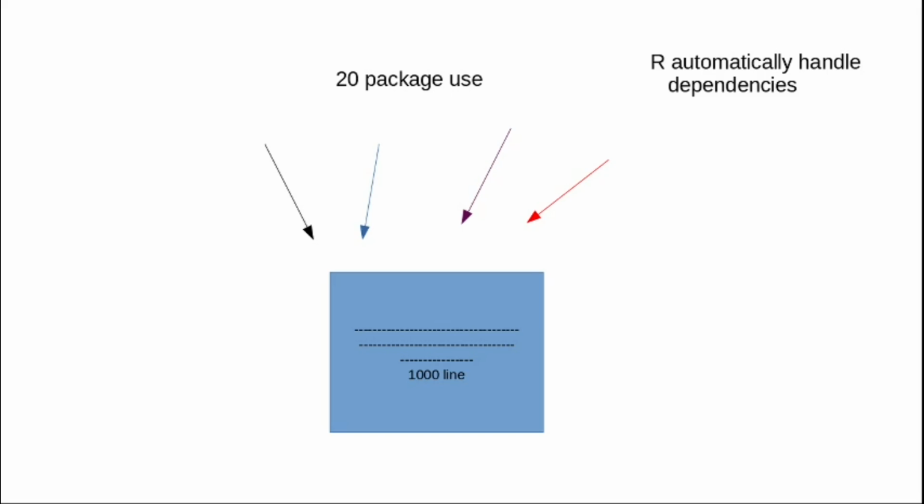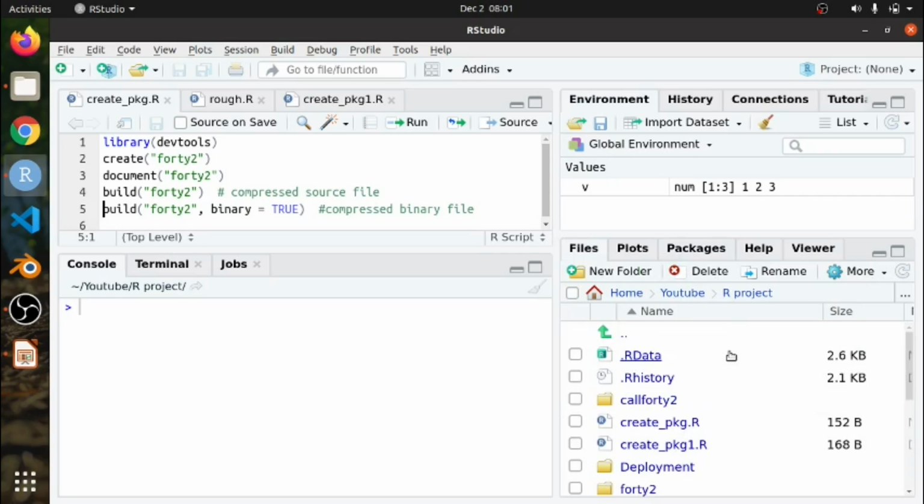Let's suppose that you make a package or any application which uses functions of 20 packages. You don't need to worry about all these things, because R automatically handles it. This is RStudio and this is the 42 package.